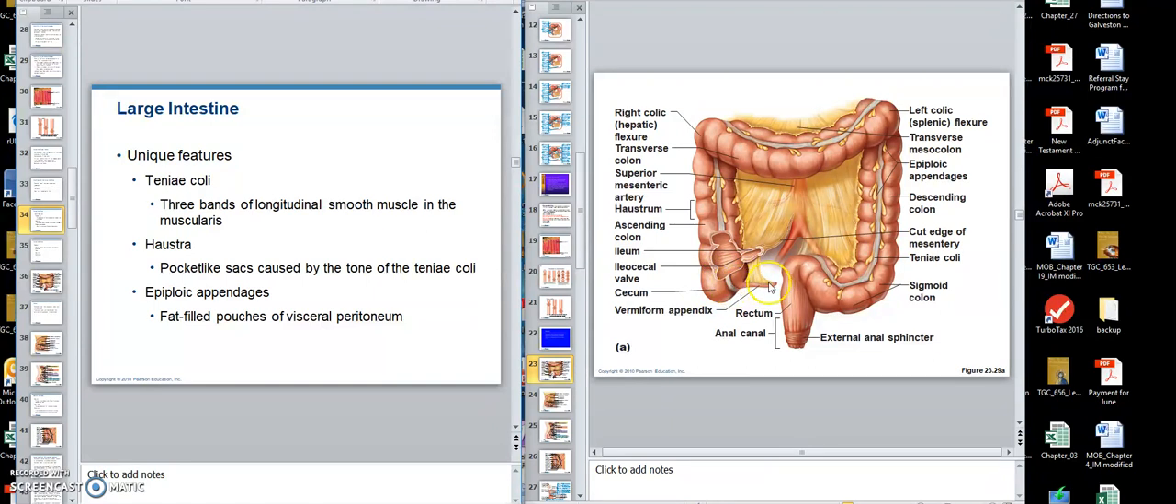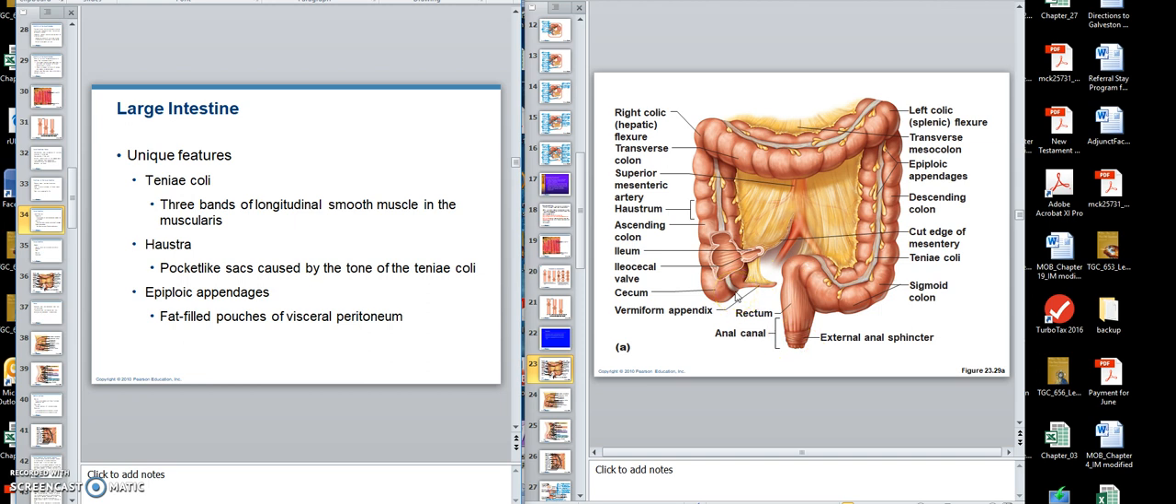Remember that lymphatic structure. Coming up this way is the ascending colon. This is your transverse colon. This is your descending colon. This right here starts your sigmoid colon, and after this starts the rectum, and that's the anus. Ascending colon, transverse colon, descending colon, sigmoid colon, rectum, and anus.